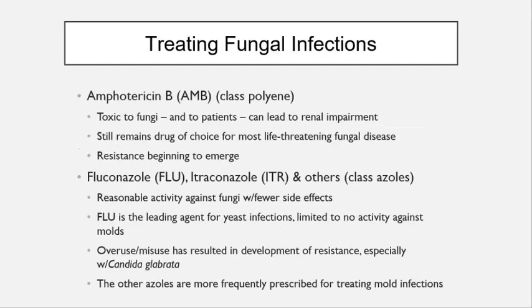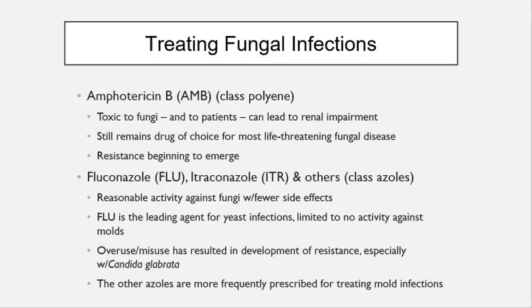The last two slides are on some different drugs that we use to treat fungal infections. The first drug and most popular is amphotericin B, or AMB. It's toxic to the fungi and also to patients. It can lead to renal impairment in patients, but it remains the drug of choice for most life-threatening fungal diseases. But we are seeing some resistance beginning to emerge to this drug.